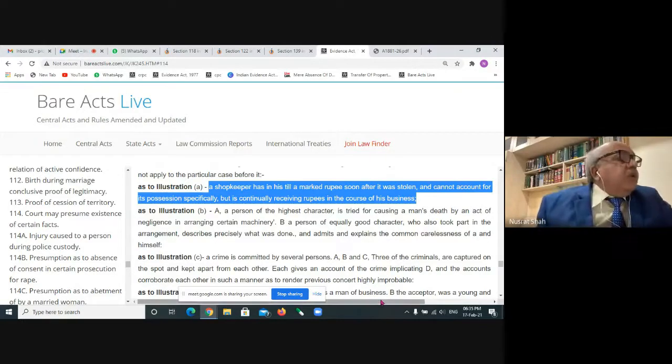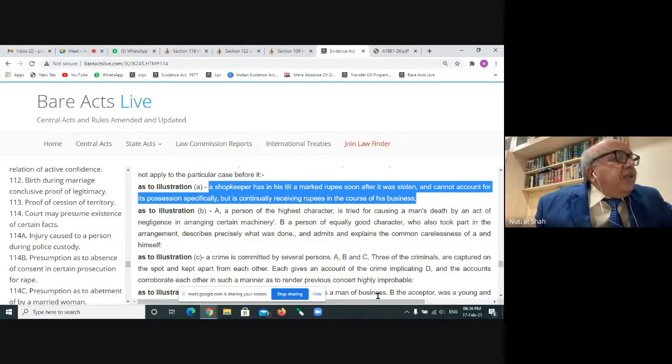Let us see. As to illustration A, a shopkeeper has in his till marked rupees soon after it was stolen, and cannot account for the possession specifically, but is continually receiving rupees in the course of his business. Now, this is the example given about a person in possession of stolen property. The shopkeeper can take up the plea that this money is in my possession, so he can dislodge the presumption.